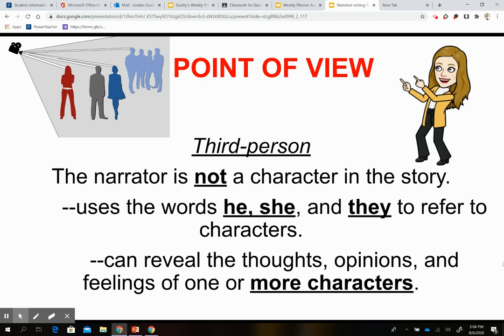The first one is going to be all knowing, which means the narrator is going to tell you the thoughts and feelings and opinions of every single character in the story. The second point of view is limited, which means they're going to only give you the point of view of one character, which is usually going to be the main character.